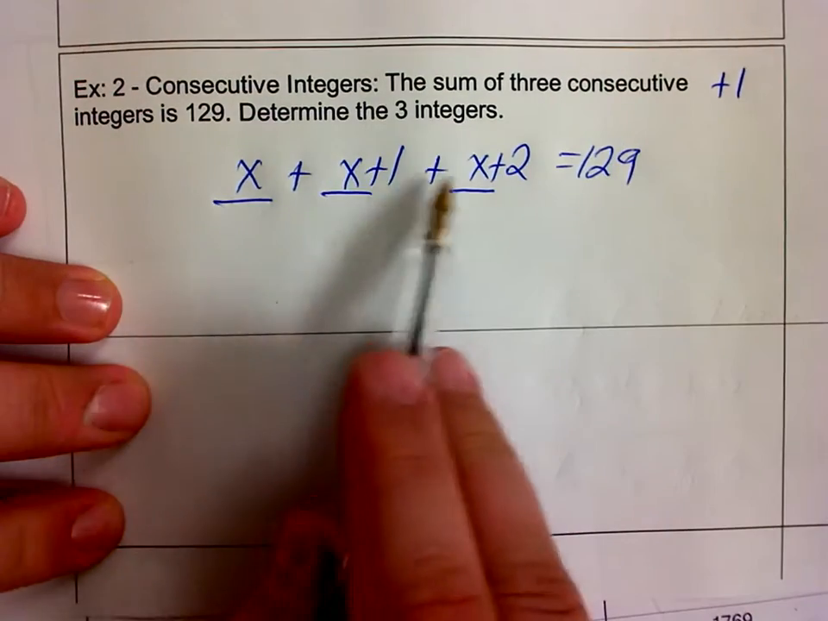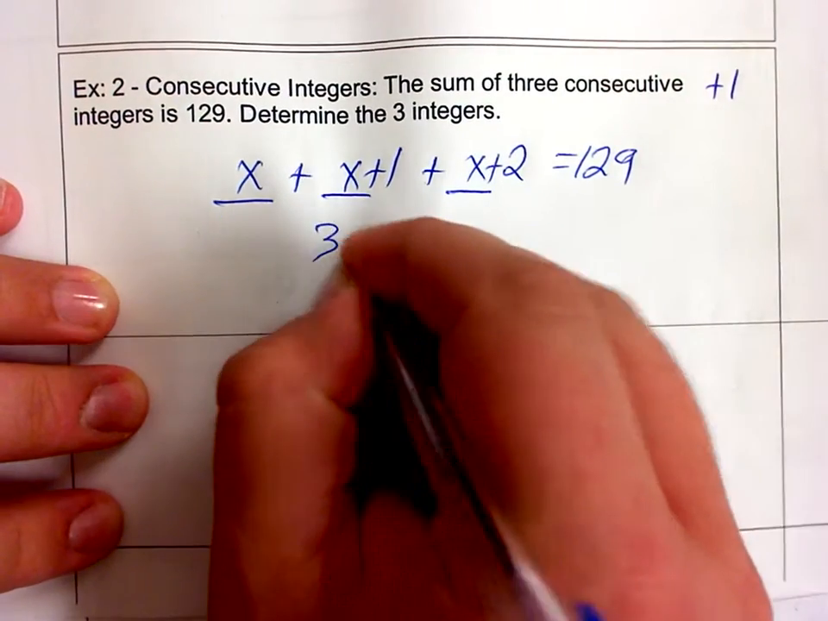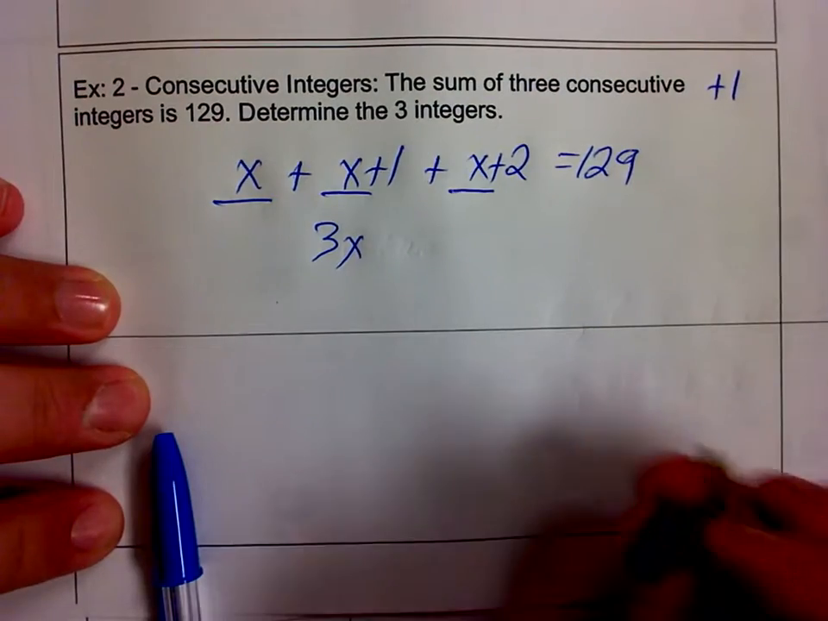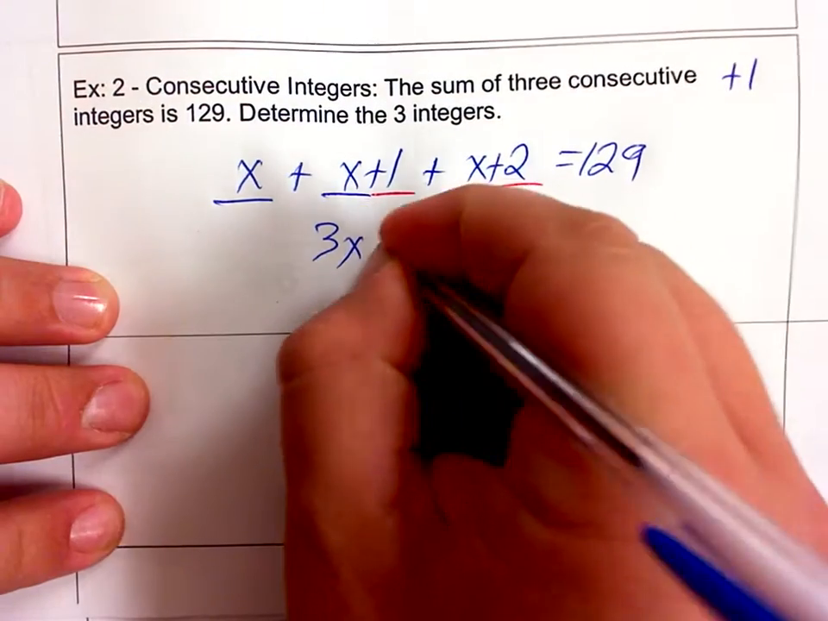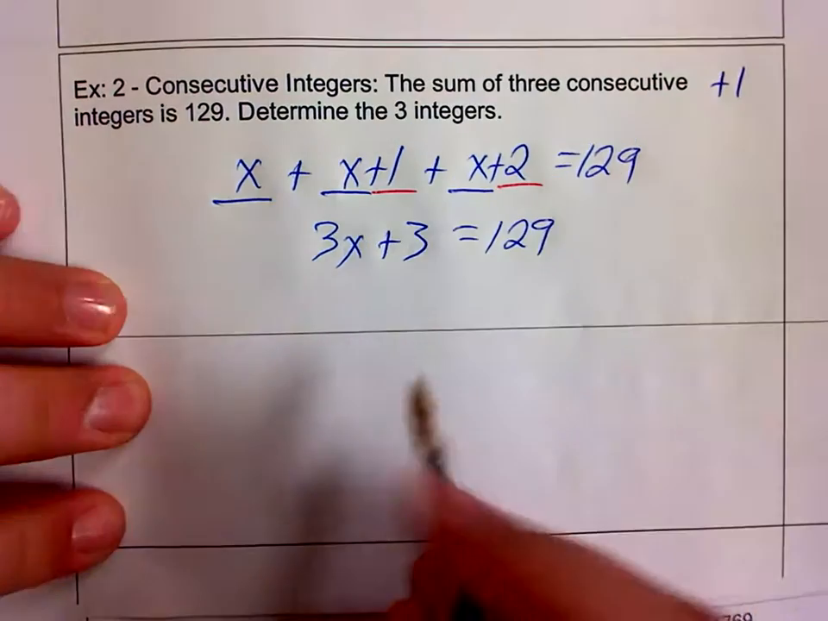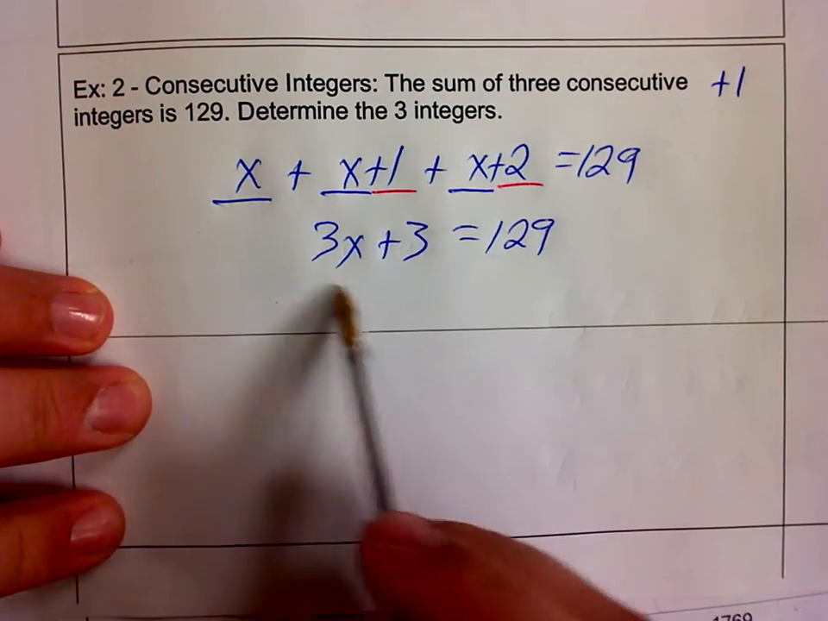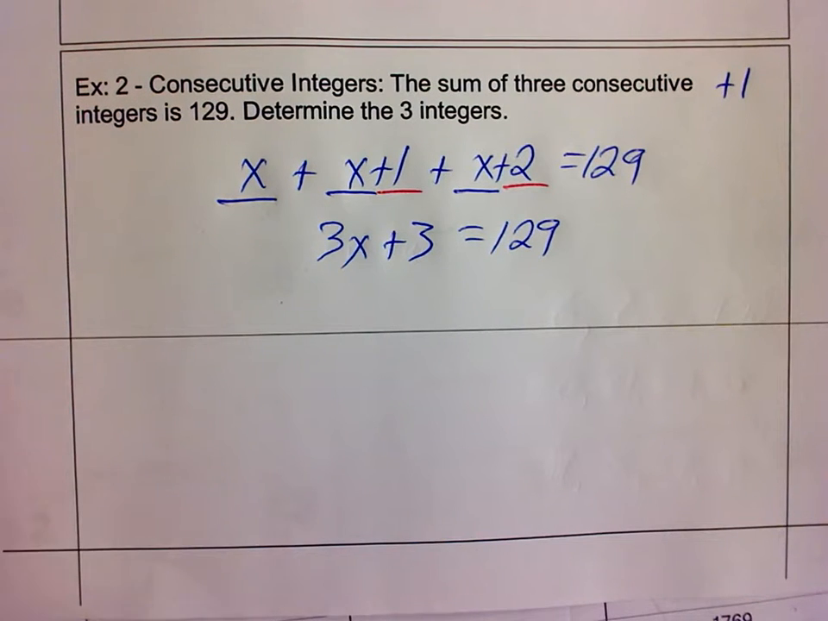So we try to count how many x's that we have. We have 1x, 1x, 1x. If we add those like terms together, we're going to get 3x. And then if we focus on the constants, 1 and 2, add those together, it's also going to give us a 3. And this is all still equal to 129, which we arrive at a problem which is very similar to the first day of notes of 1.2 that we took, dealing with solving linear equations.